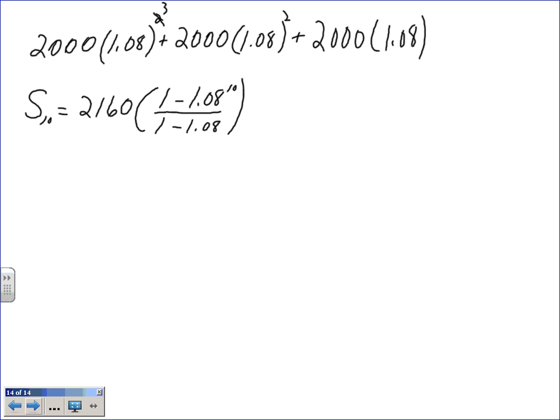Okay. So we go to our calculator. 1 minus 1.08 raised to the 10th power is that number there. It's a negative number. And then divided by 1 minus 1.08.